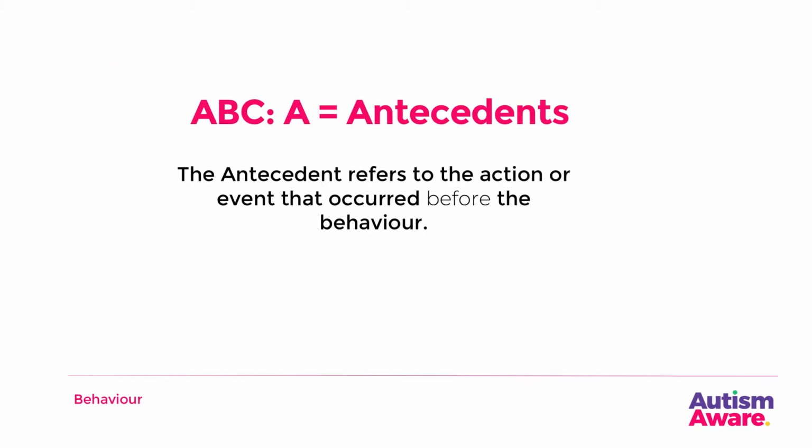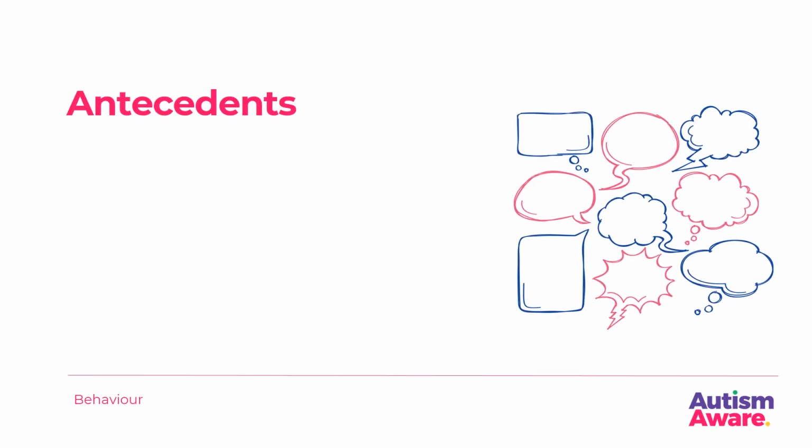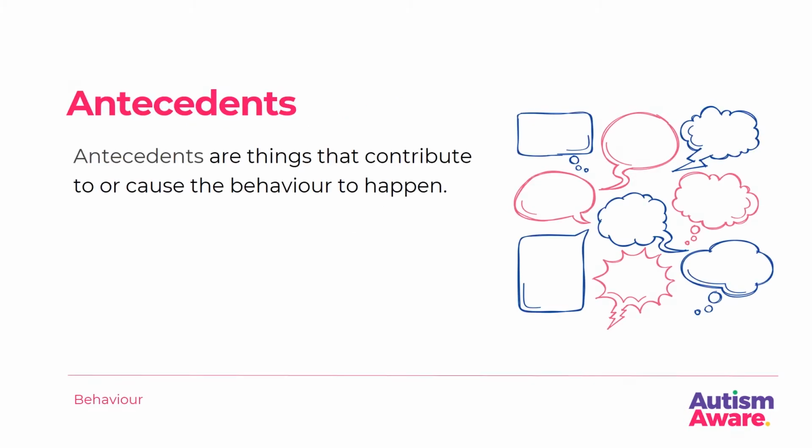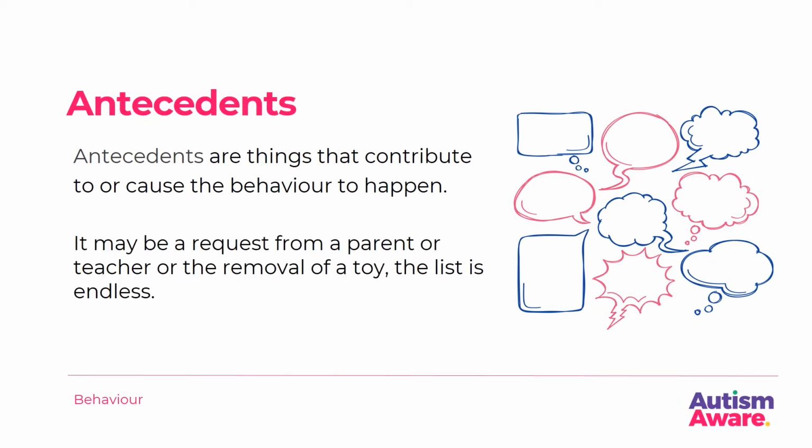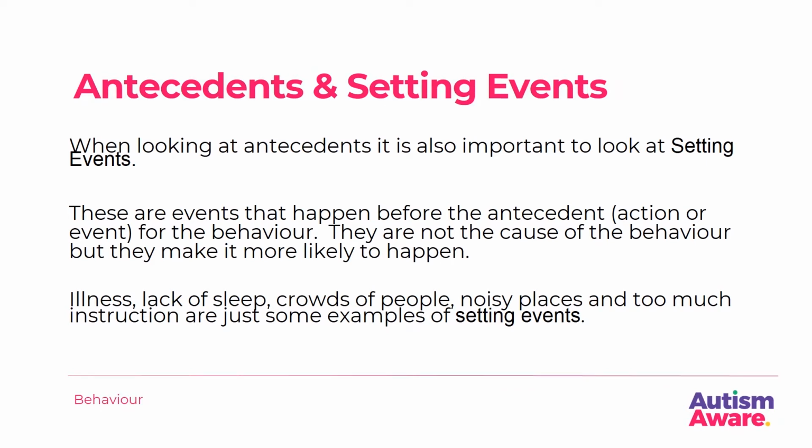Antecedents. The antecedent refers to the action or event that occurred before the behaviour. They are things that contribute to or cause the behaviour to happen. It may be a request from a parent or teacher, or the removal of a toy. The list is endless.